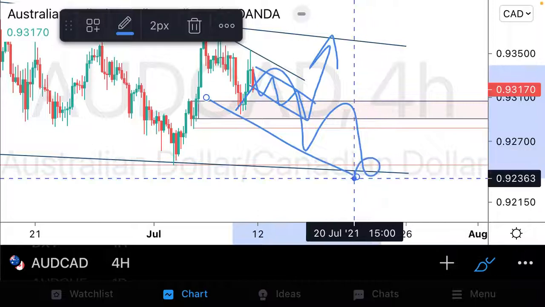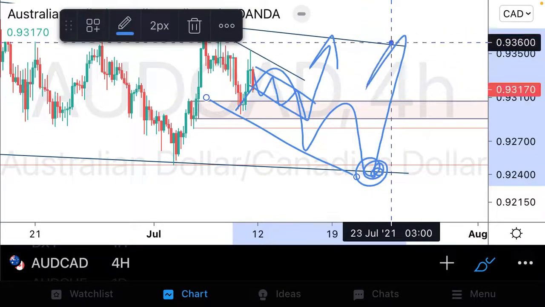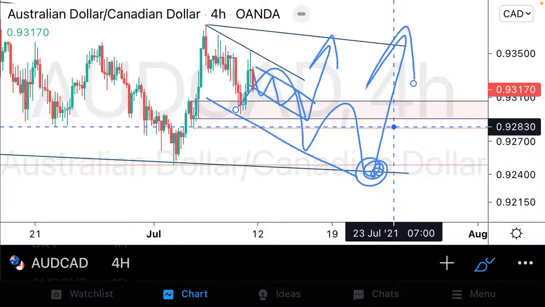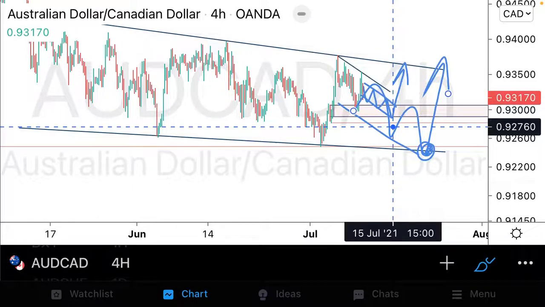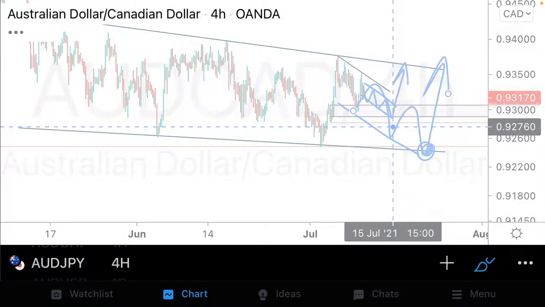We have no idea, but once prices get into our areas of value, these are the areas where we will begin to start looking for our buying opportunities from. Now this is our directional bias. This is what we're looking to do on AUDCAD, guys. Over the course of next week, we'll go on to AUDJPY.